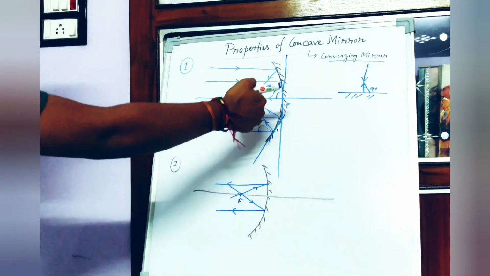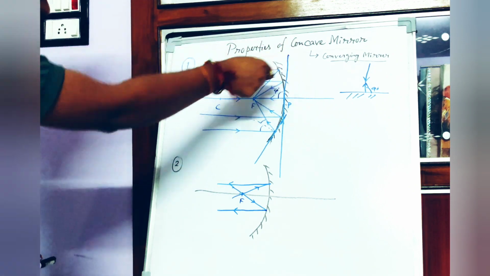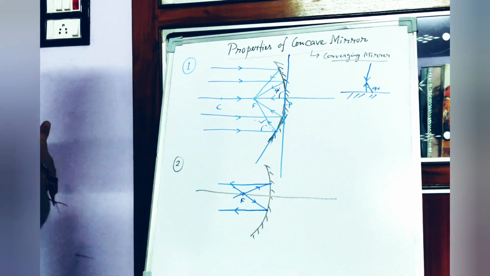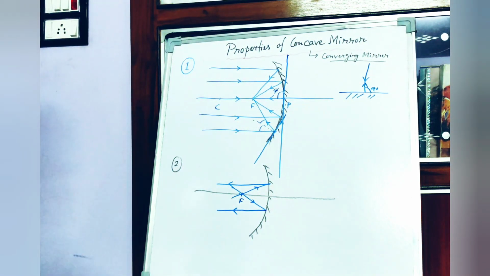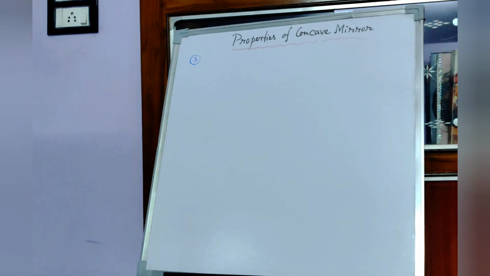Please remember, just opposite of this. Here all the parallel rays meet at focus; here the rays which pass through the focus become parallel. So here parallel becomes focus, here focus becomes parallel, just opposite, the first property and the second property. Now here is the third property.